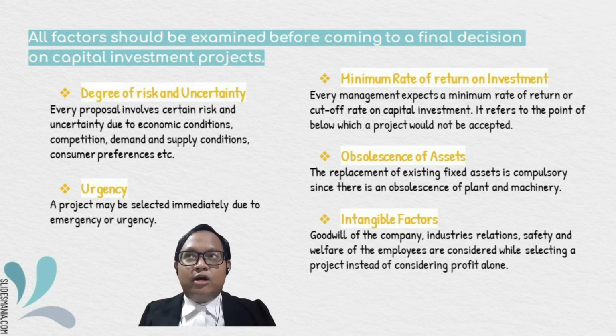Next, obsolescence of the asset. The replacement of an existing fixed asset is compulsory since there is obsolescence of plant and machinery. Obsolescence refers to an asset's useful life. At the end of the useful life, it needs to be replaced. This is a big problem for companies.